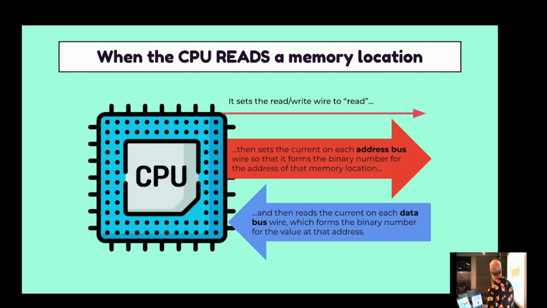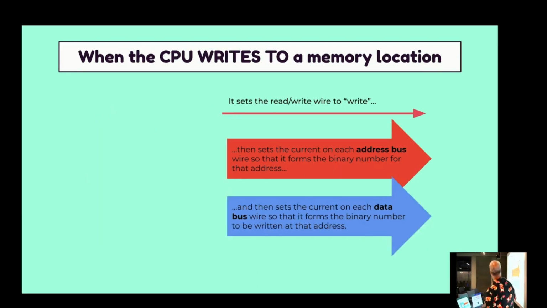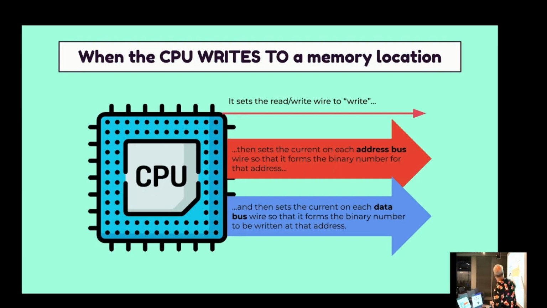And when it wants to read information from a memory location, and remember, this could be RAM, a pixel on the screen, or the keyboard, it basically sets the read-write wire to read and forms the address of that memory cell it wants to talk to, and then uses the data bus to collect that data. When it wants to write, the opposite happens. It sets the read-write wire to write, forms the address of the memory unit it wants to talk to, and then uses the data bus to send the information to that memory cell.